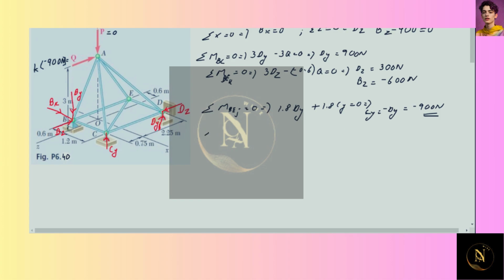Now summation along y equal to 0 gives you by plus cy plus dy equal to 0. From here substitute the values of cy and dy. Those are negatives, cy is minus dy, so that means by is 0. Now let's move to the joints and solve for each joint.